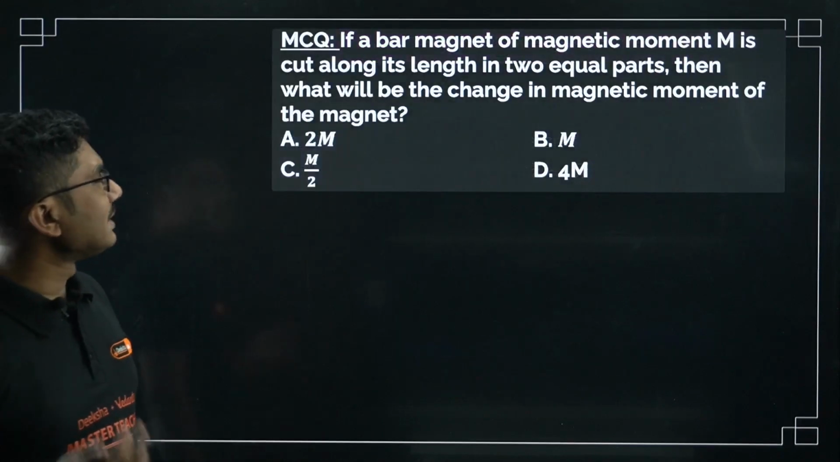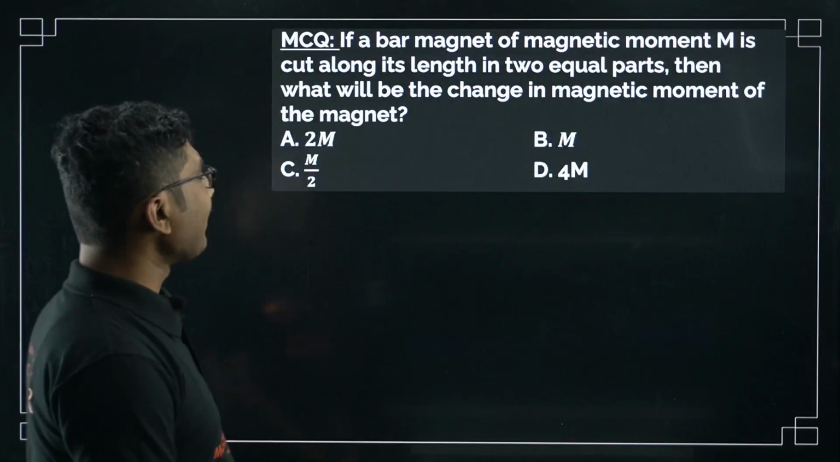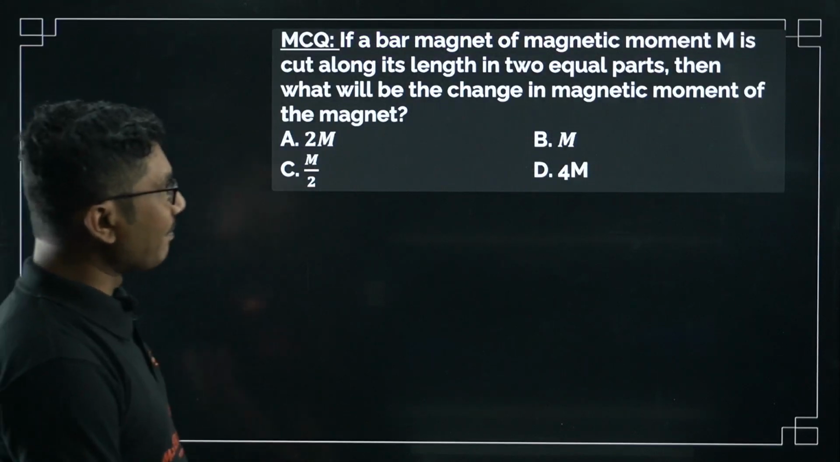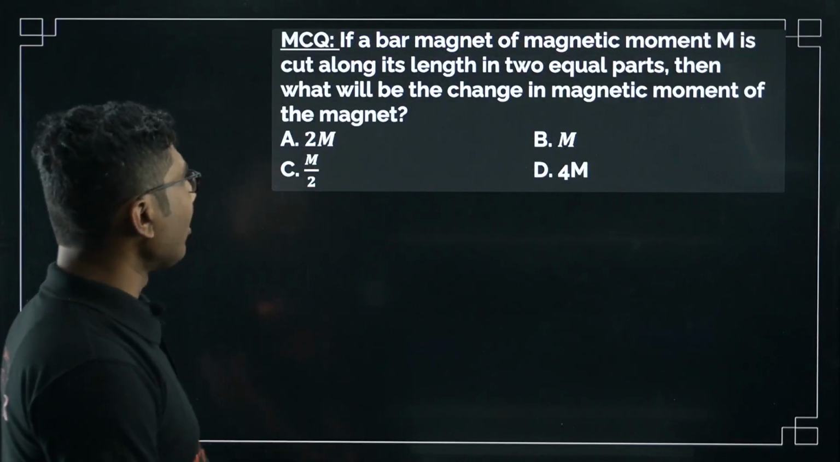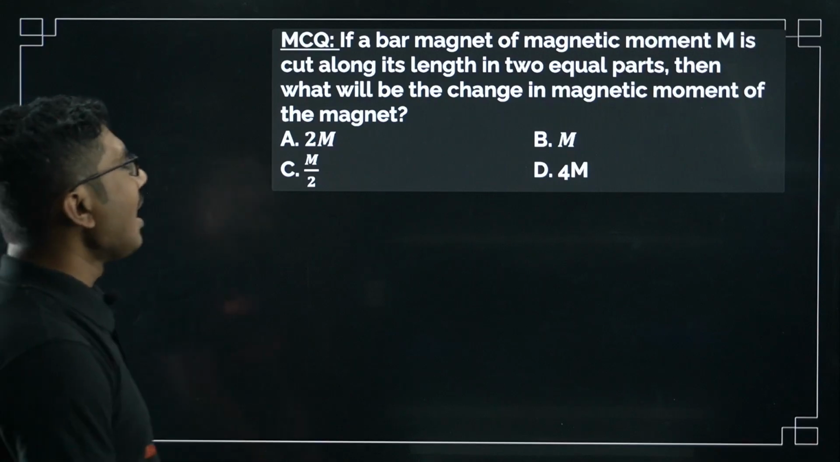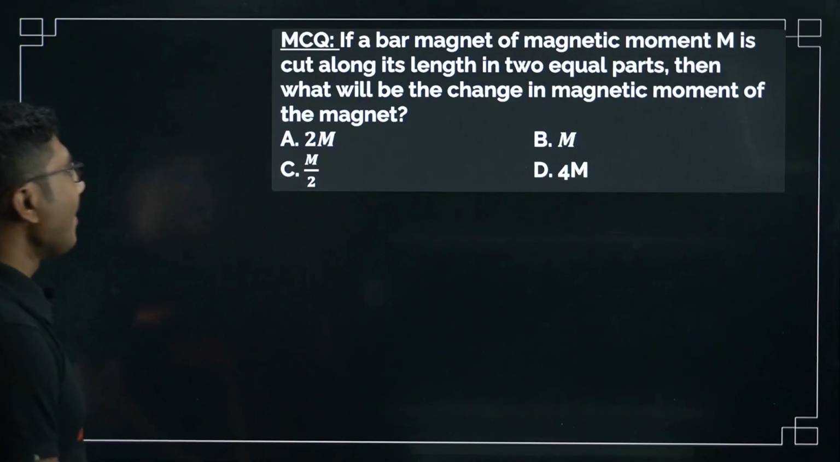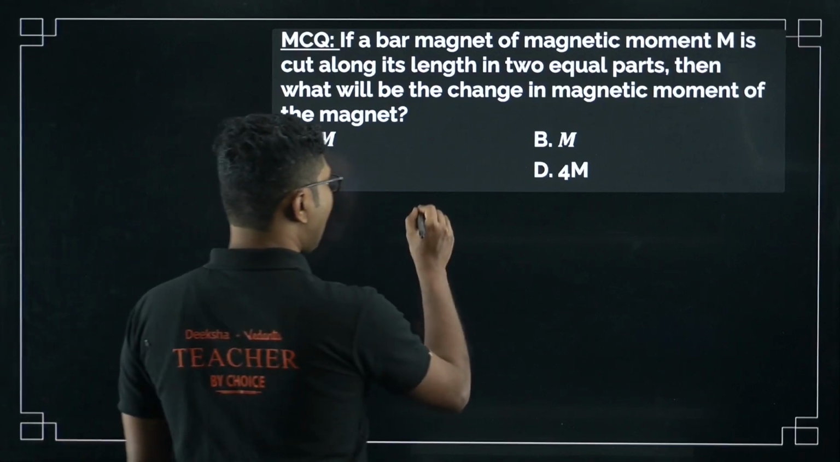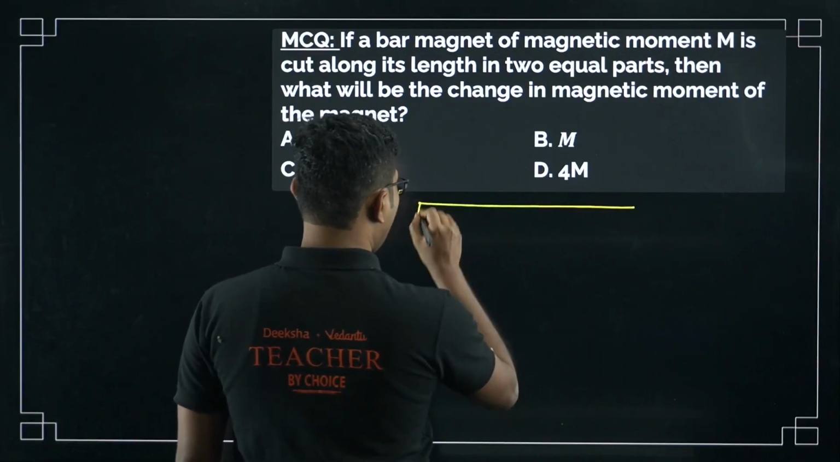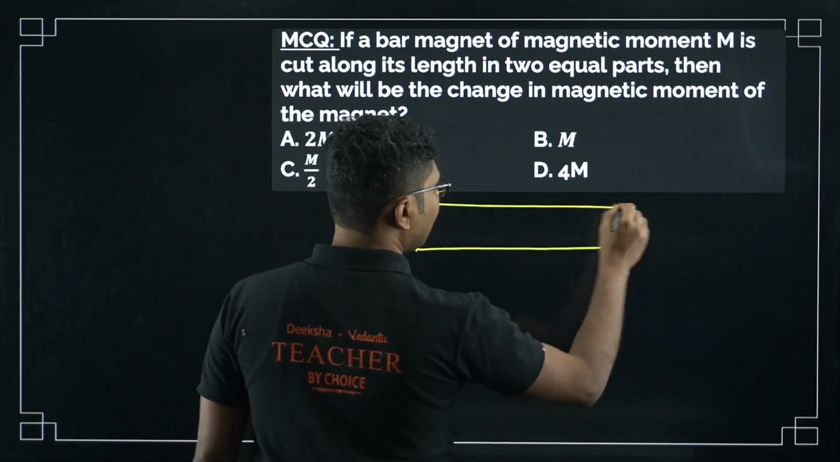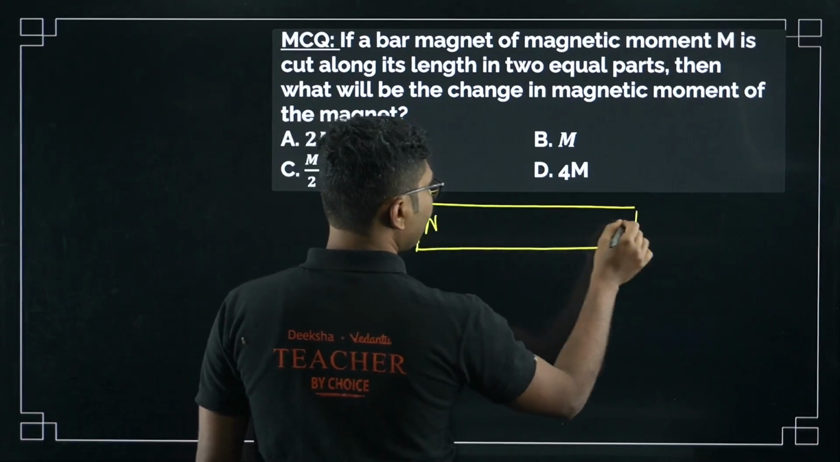Let's move on. Let's see one problem. If a bar magnet of magnetic moment M, capital M, is cut along its length into two equal parts, then what will be the change in the magnetic moment of the magnet? So we have a bar magnet, north and south.